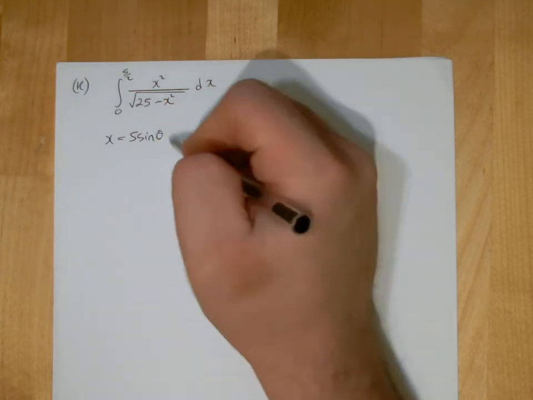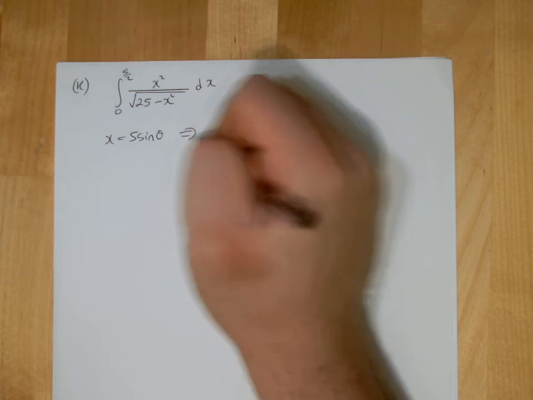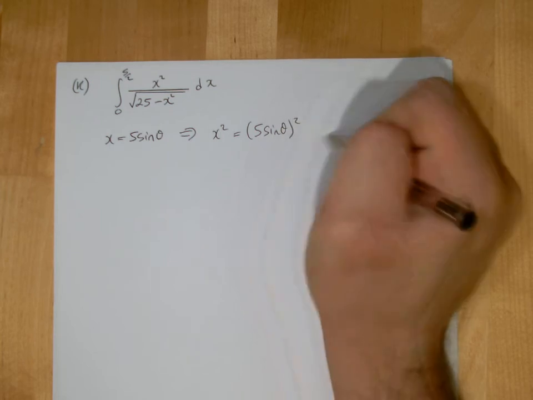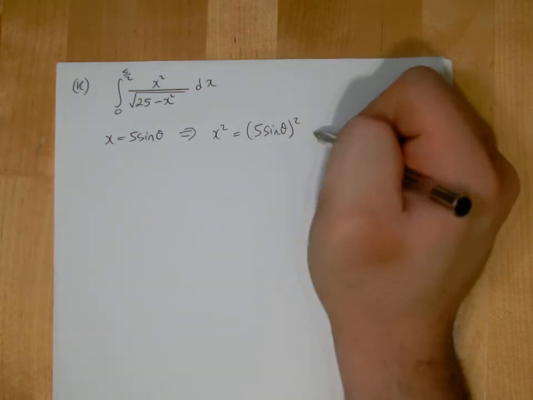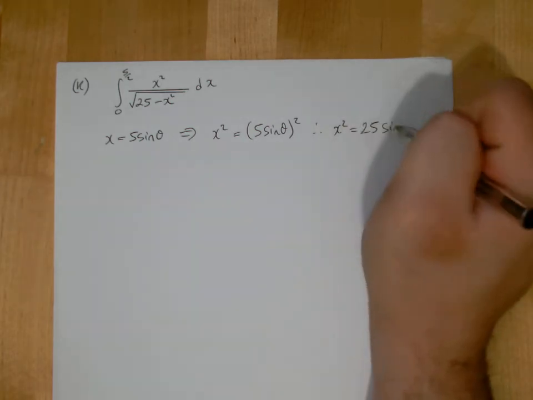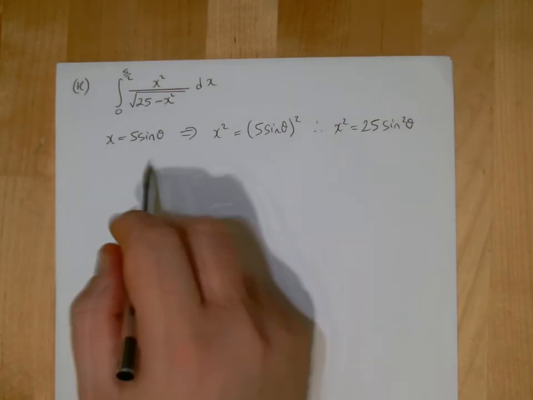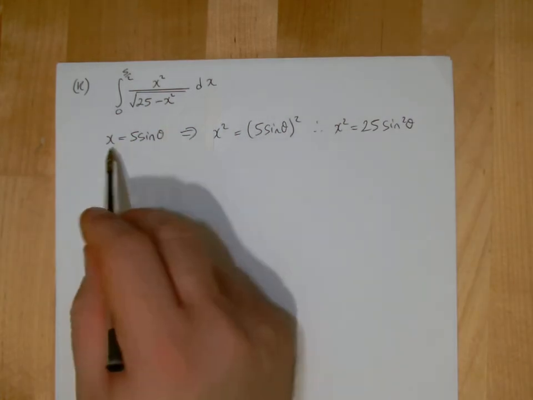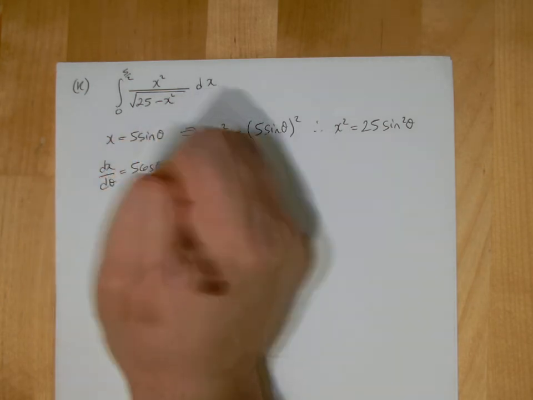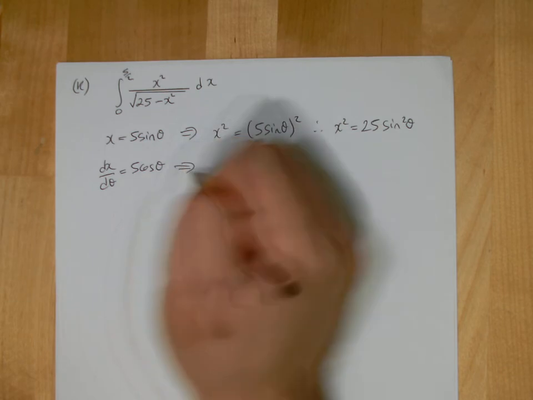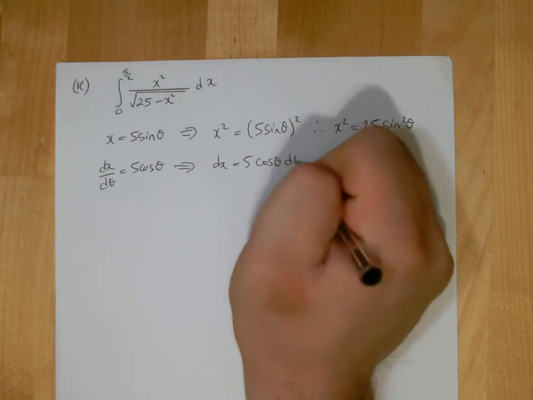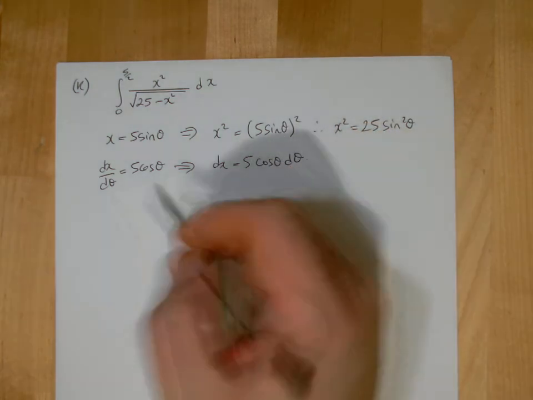So if x is 5 sine theta, x squared then will of course be 5 sine theta all squared. Okay, so in other words, x squared is equal to, we'll square it, 25 sine squared theta. And just like before, we need to work out what dx is. So let's differentiate. So dx by d theta is equal to 5 cos theta, of course, which implies then that dx is equal to 5 cos theta d theta. Okay, just take the d theta up.